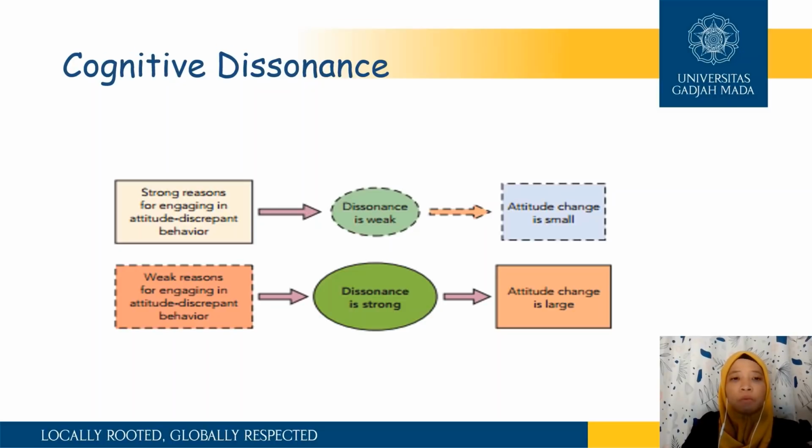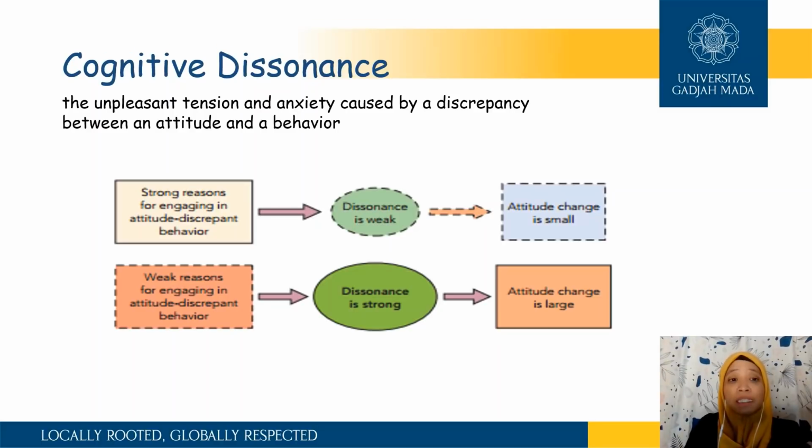But what happens when we have an attitude that is discrepant from our behavior? Here we will experience what's called cognitive dissonance. This is basically the unpleasant tension and anxiety caused by a discrepancy between an attitude and a behavior. And we have a very strong desire to reduce this tension and anxiety. So we have a very strong desire to reduce this dissonance.